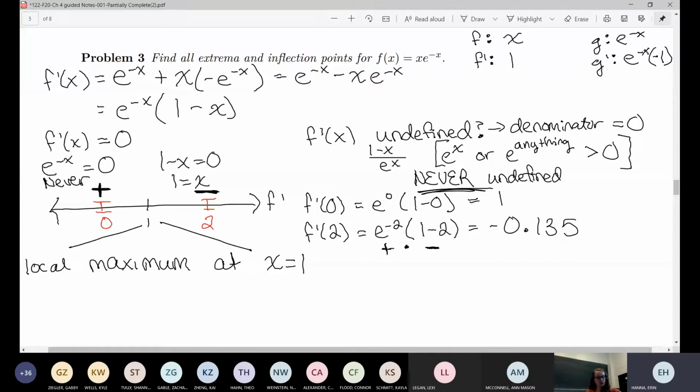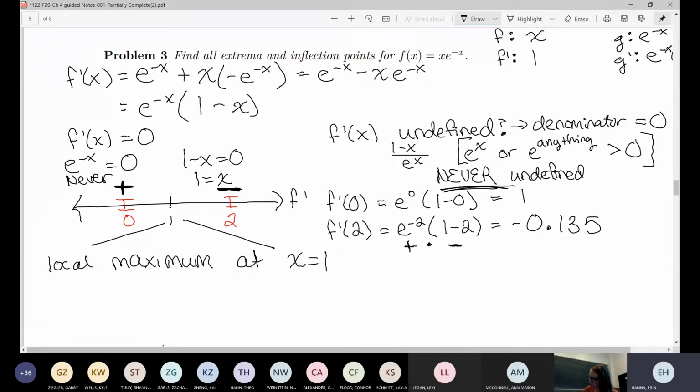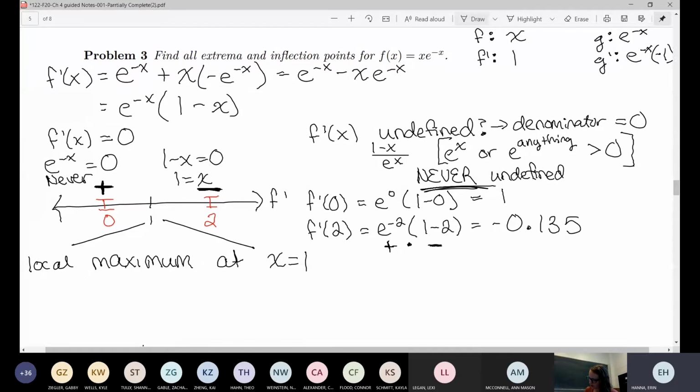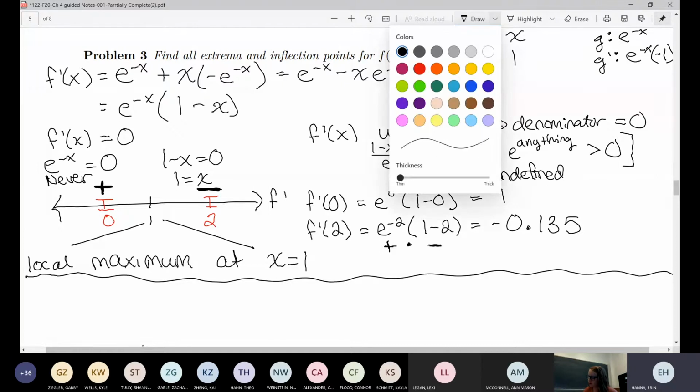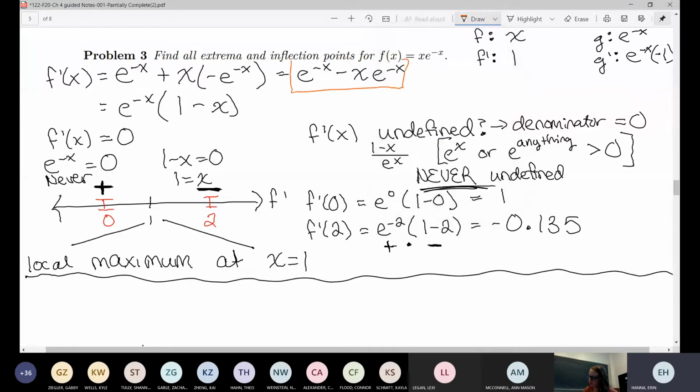So now we need to find inflection points. With inflection points, we need the second derivative. With the second derivative, we had a couple of different forms of the first derivative. I'm personally going to work with this middle thing that we had. I think using the less simplified derivatives is easier to find the second derivatives from.